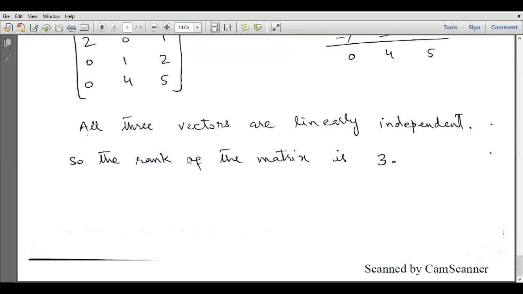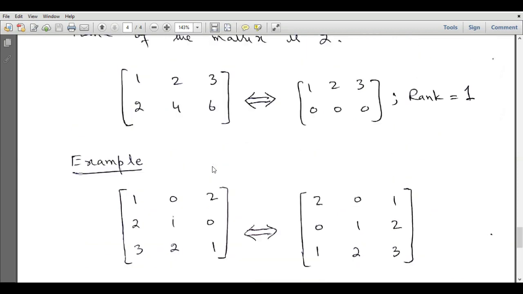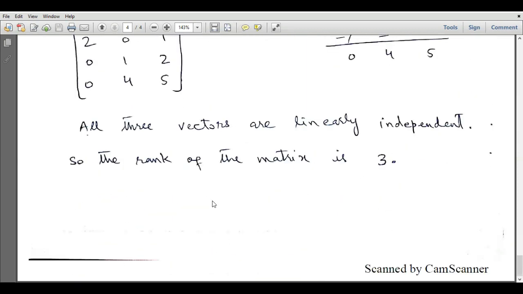Okay, so that is all about our today's lecture, and in this lecture we have learned how to evaluate the rank of a matrix, and how we can transform the matrix to row echelon form and reduced row echelon form.